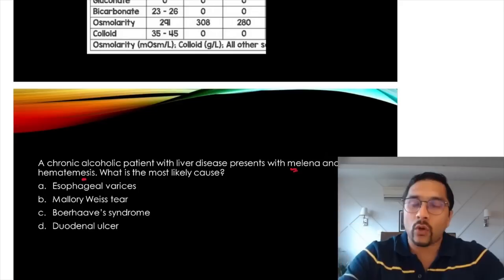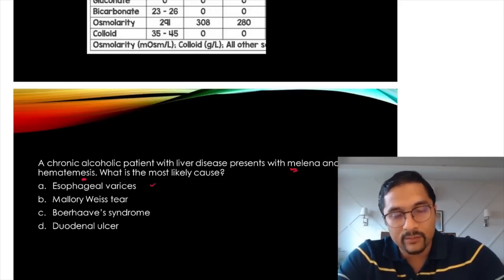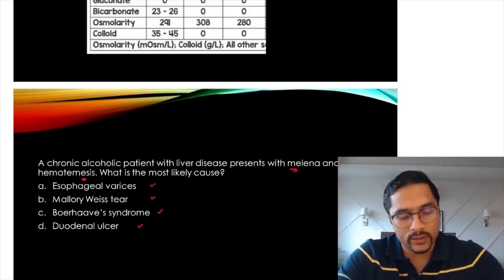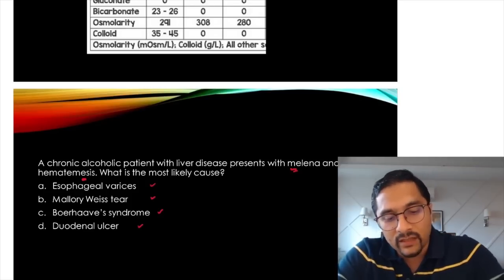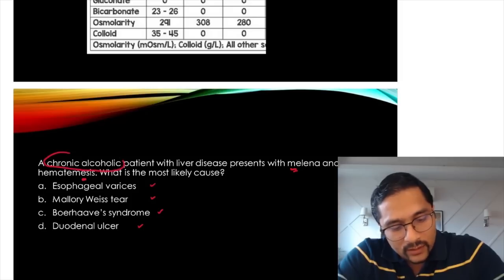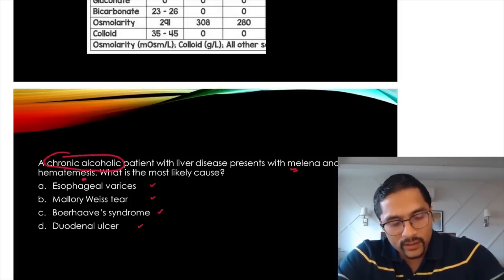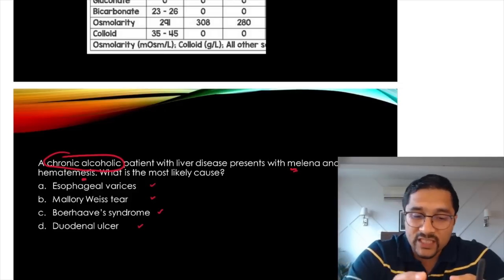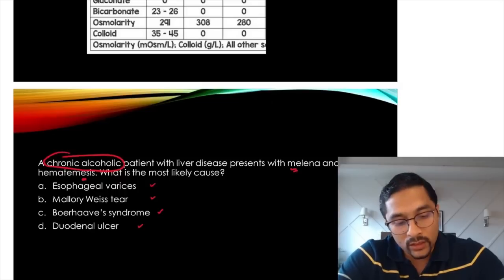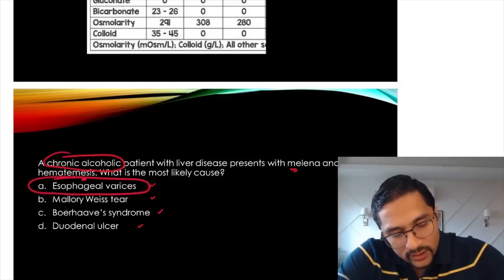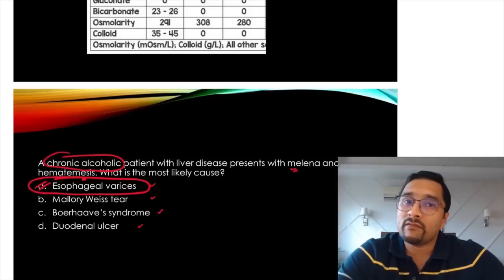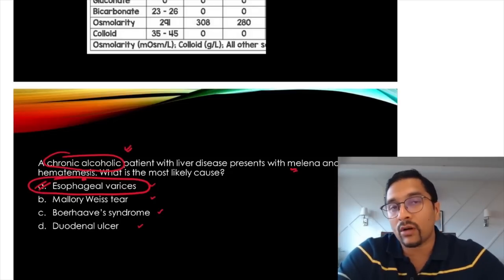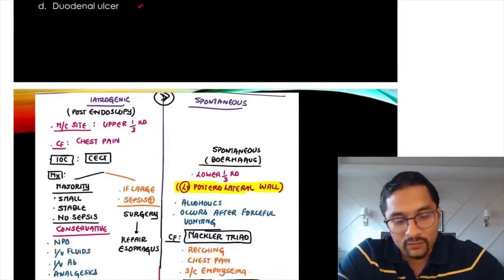Now, what are the various causes of upper GI hemorrhage? Varices can be there, Mallory-Weiss tear can be there, Boerhaave can be there, duodenal ulcer. So all are causes. Now, the hint which they've given is that this patient is a chronic alcoholic. In chronic alcoholics you can get Mallory-Weiss tear, which can occur because of splitting of the mucosa and the submucosa. But more common in these patients will be esophageal varices. So varices will be the best answer here, and the hint is chronic alcoholic patient.